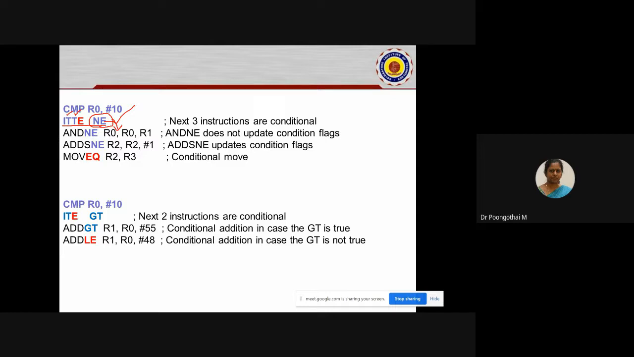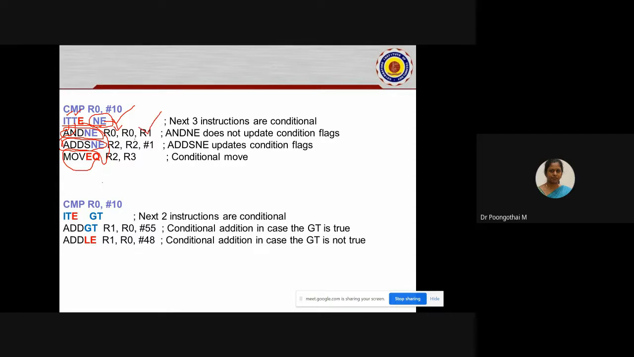Is it clear, students? So this then is for the first instruction. Next then is for your second instruction. So this else is for the third instruction. So we have three instructions. I am comparing this R0 register with 10. If both are not equal, in the first case this will be executed.